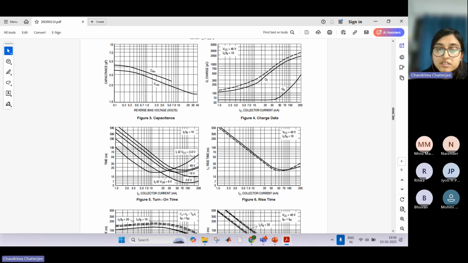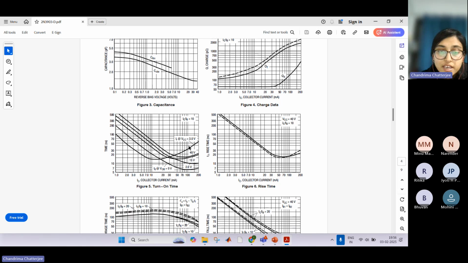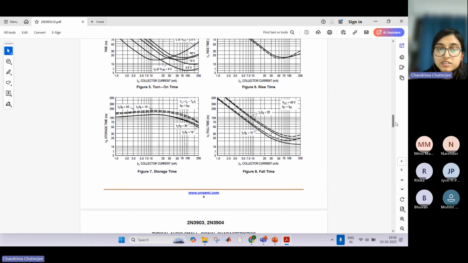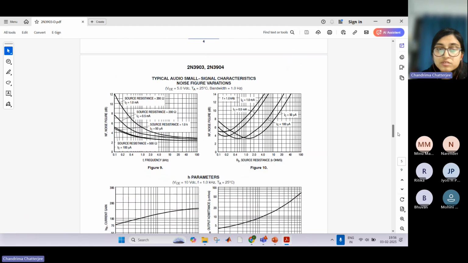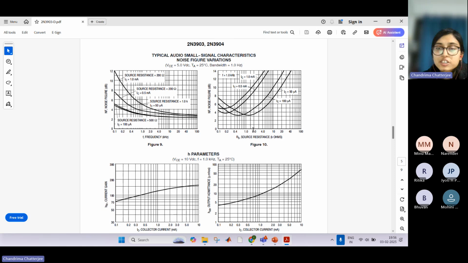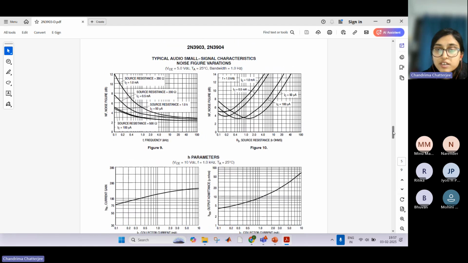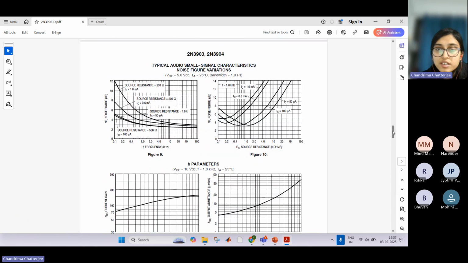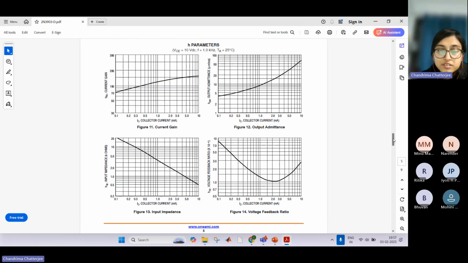Then there is the collector current and the time. The rise time, delay time, fall time, all these times, how they vary with the collector current, is given here. So all these plots are very important. Just go through it once. You can see the data sheets of devices from other manufacturers, and you will get similar plots there also. There are some small signal characteristics that, for now, we will not discuss.